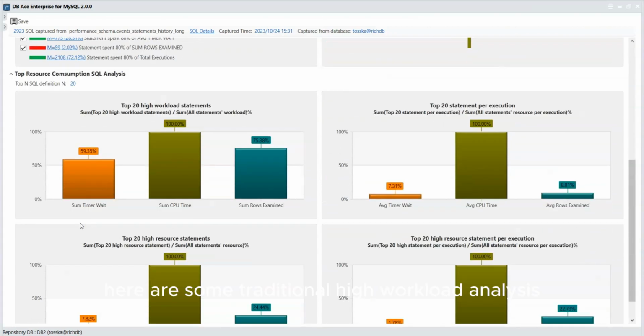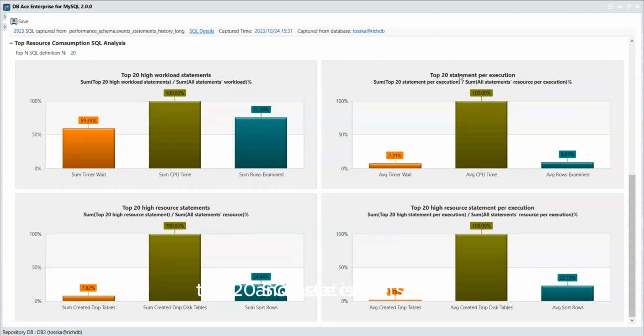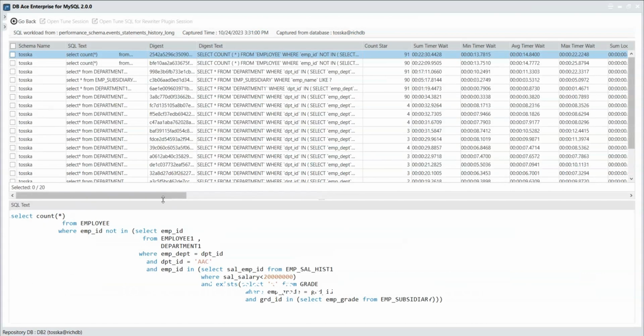Here are some traditional high workload analyses, which show the top 20 high workload SQL statements for sum time or wait and sum rows examined. And here are the top 20 SQL statements with highest average time or wait, average CPU time and average rows examined. Click any bar in the chart to see which 20 SQL statements spend the most time or wait here.